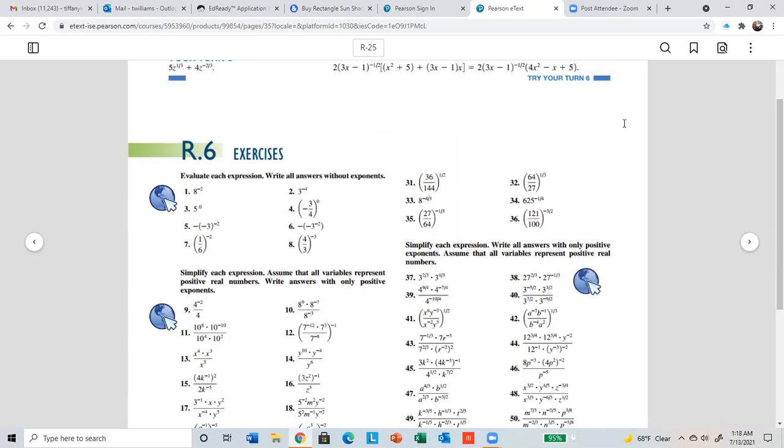So number 4, they give me negative 3/4 in parentheses raised to the 0. Negative 3/4 in parentheses raised to the 0 is 1. That's what the rule tells us. Now, if that wasn't complicated enough, I'm going to give you a different problem. What if I give you this problem?